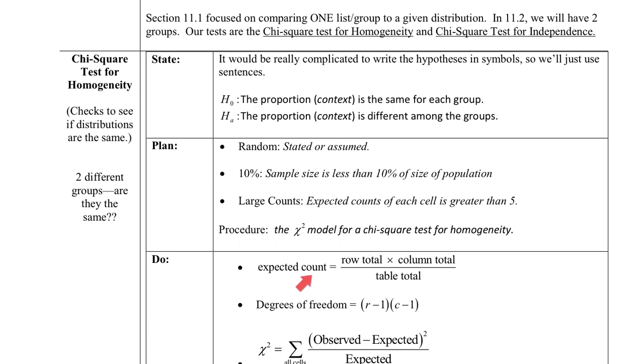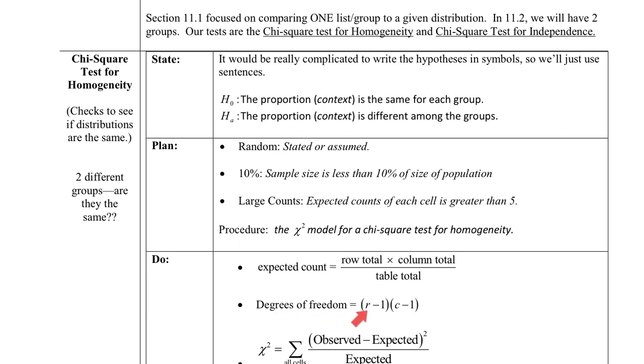We're going to figure out the expected count. We're going to look at a problem here and some problems in class. You take the row total times the column total divided by the whole total of the table. That'll give you the expected count of each cell. So until we do this, it won't really make sense.